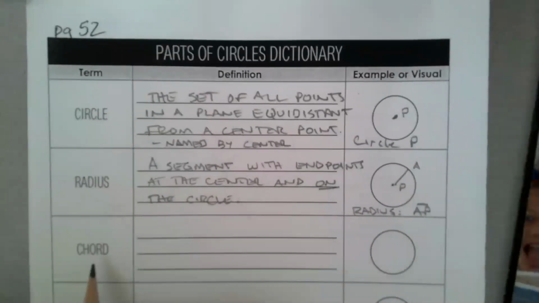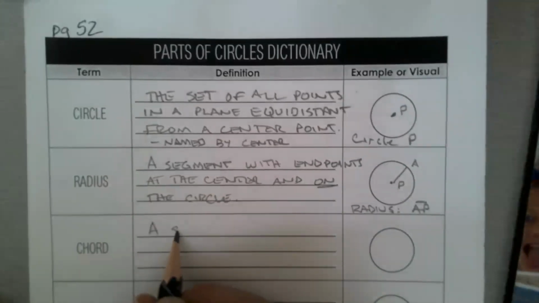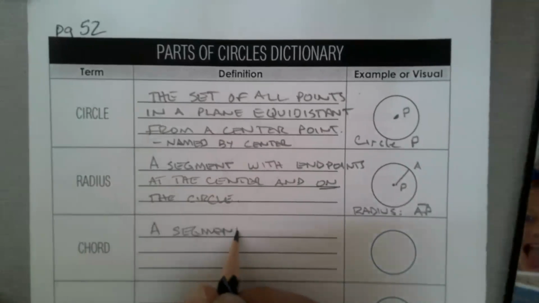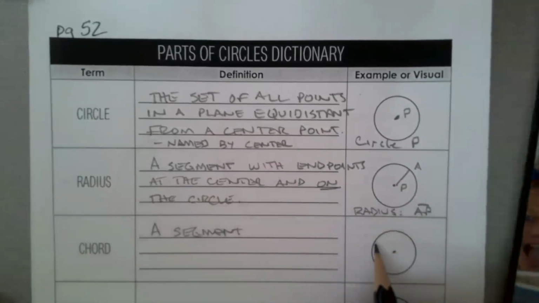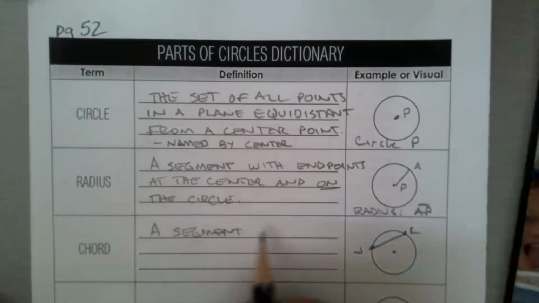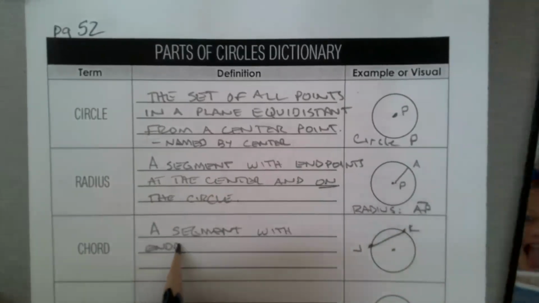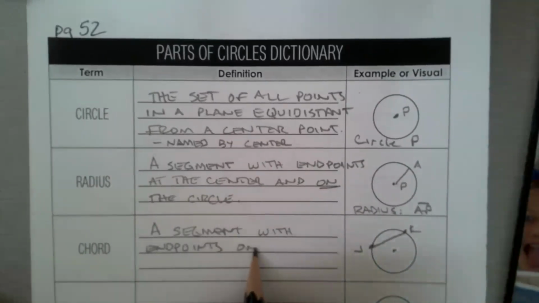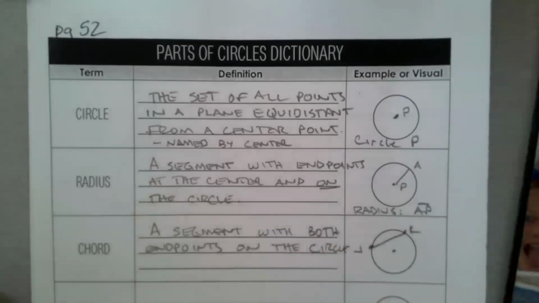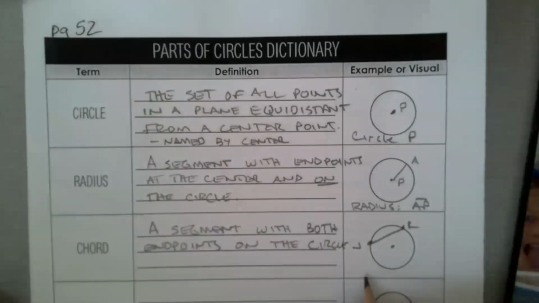There's another term called a chord. And a chord is a lot like a radius, but it's a segment. Instead of it stopping at the center part of the circle, it just goes to another point on the circle. So a segment with both endpoints on the circle. So this would be called chord JK.